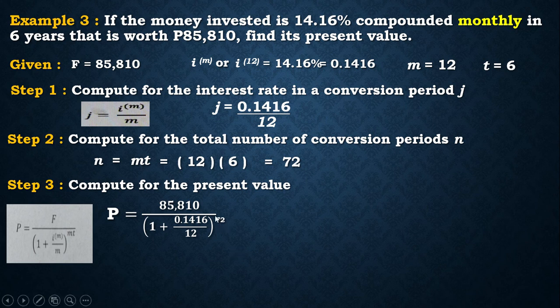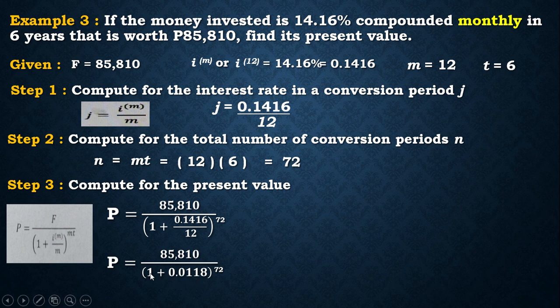Ang next step po natin, hindi po natin muna ito papakialaman, hindi po natin ito gagalawin, at ito po, i-divide po natin yung 0.1416 divided by 12. So that is P. Ayan. Hindi po natin inibang ang ating F, that is 85,810. Dinivide po natin ito, 0.1416 divided by 12, kaya naging 0.0118. Still, yung exponent natin nandyan pa rin, which is 72. Next step po, i-add po natin itong 1 plus 0.0118 raised to 72.